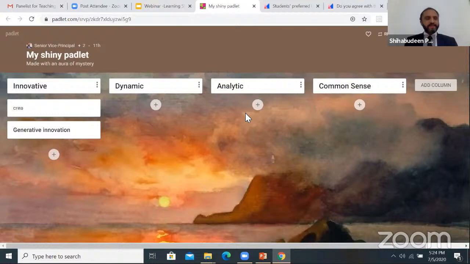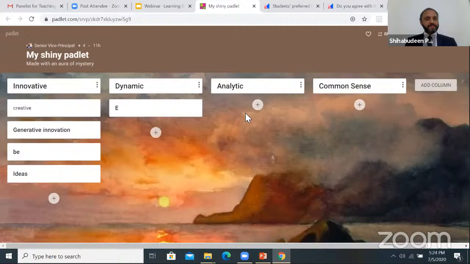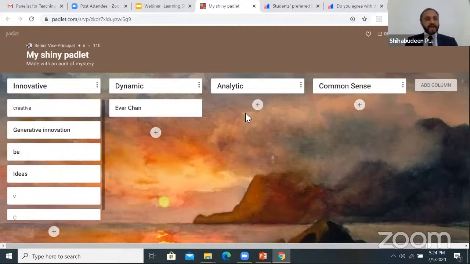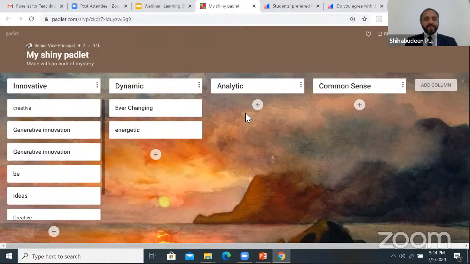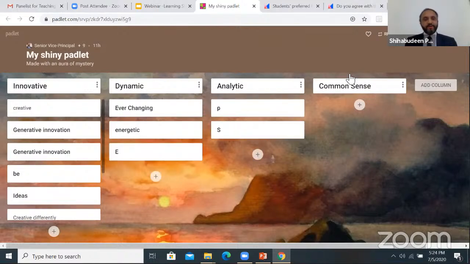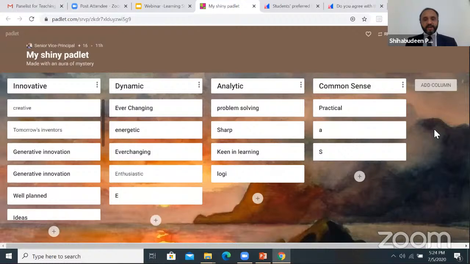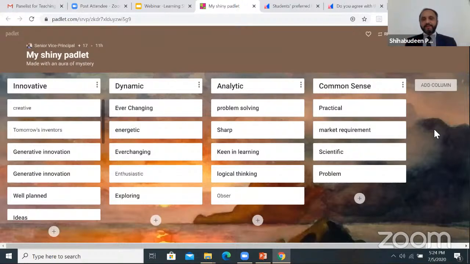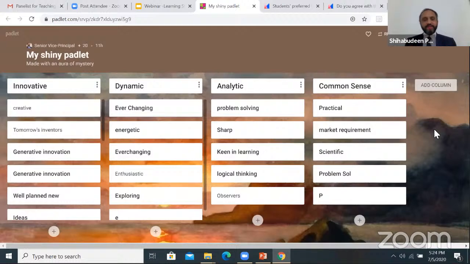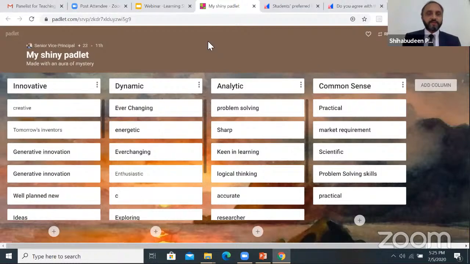Okay, very good. So I see teachers are typing creative under innovative. That's good. Generative innovation, ideas. Dynamic, ever changing, fantastic. Okay, teachers, please move fast. Energetic, that's good. Dynamic, children are so energetic, ever changing, fantastic. Analytic, they like problem solving, they're so sharp, keen in learning, logical. Common sense is so practical, market requirements, that's good. Scientific, problem solving. Observers, exploring, dynamic people are exploring. So the common sense children, they like practical, wonderful. Teachers, thank you so much.